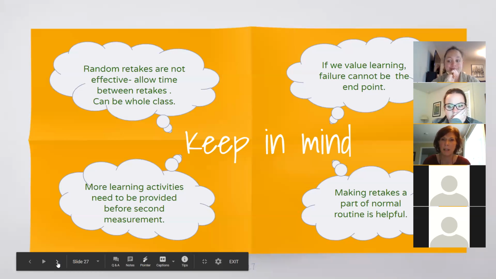That's the same thing. And this is key to me: if we value learning so much, then failure cannot be the endpoint. So if we're not allowing retakes, then how much are we valuing their learning? So we really want to give them multiple attempts at mastering that material. And last of all, keep in mind that making retakes a part of the normal routine, as with so many of these practices, is very helpful.